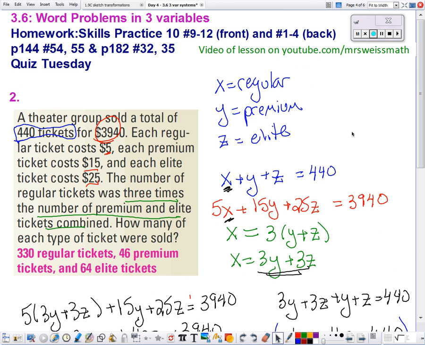If there is any time left in class, now you're going to start your homework. It's in your packet, Skills Practice 10. Do 9 through 12 on the front and 1 through 4 on the back. All of the answers to all of this homework is in this flip chart, which will be on Edline, so you can check your answers tonight.